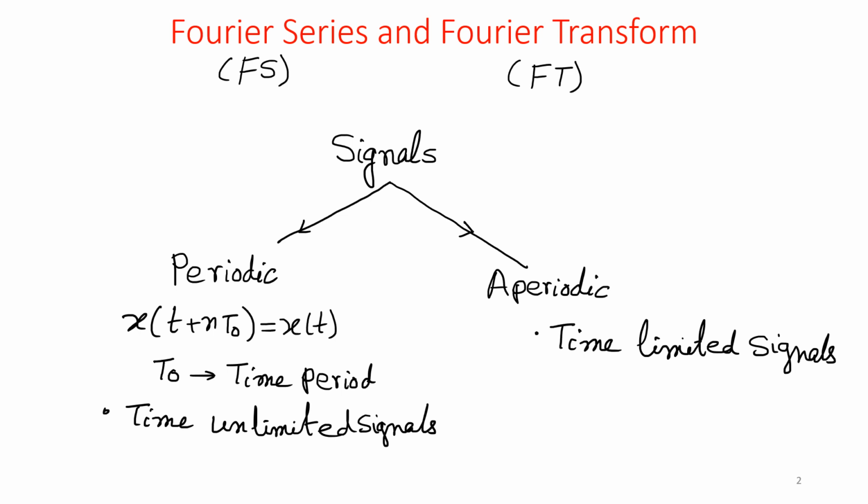Now, to find the frequency content of periodic signals, we can use Fourier series. So Fourier series will be used to find the frequency content of periodic signals, whereas the Fourier transform will be used to find the frequency content of aperiodic signals. However, the Fourier transform technique is more general. We can also use the Fourier transform to find the frequency content of periodic signals. So Fourier series is for periodic signals, and Fourier transform could be used for both periodic and aperiodic signals.